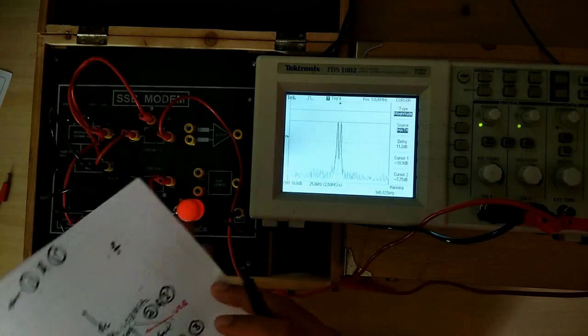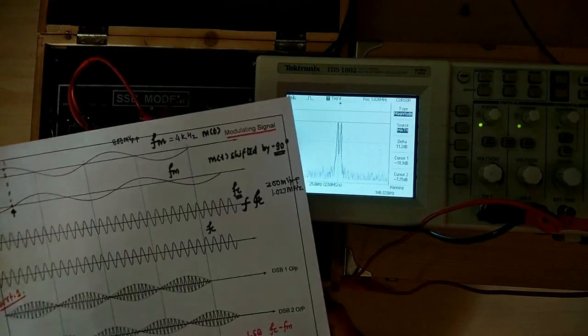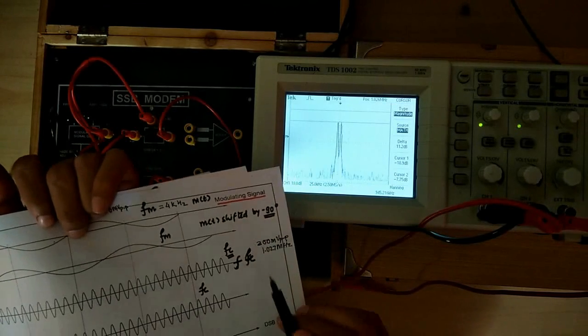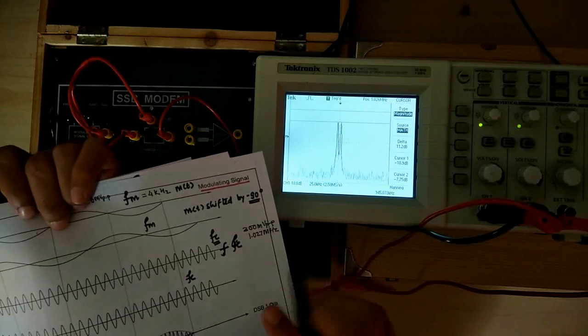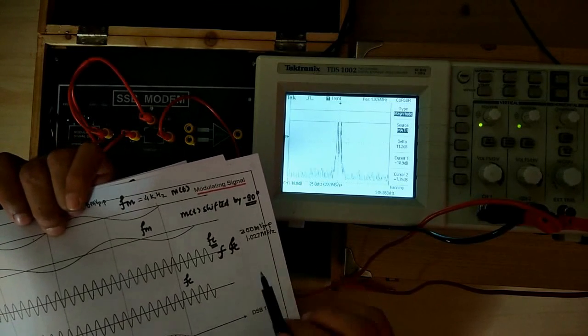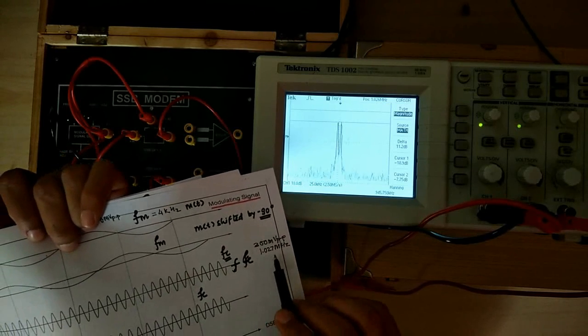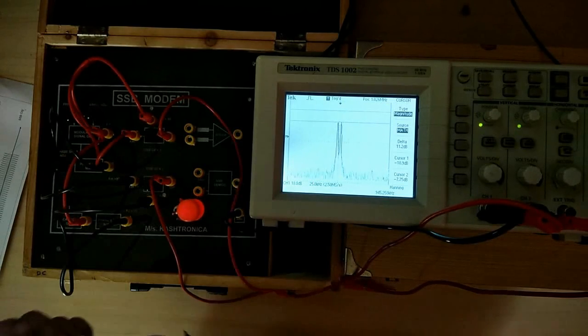The carrier frequency that we have taken is 1.027 megahertz and the message frequency is 4 kilohertz. So the lower sideband is Fc minus Fm, which is going to be 1.023 megahertz, and the upper sideband is 1.027 plus 4 kilohertz, which is going to be 1.031 megahertz. Here we can see the spectrum as well.